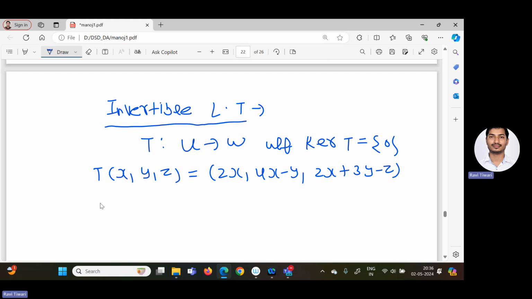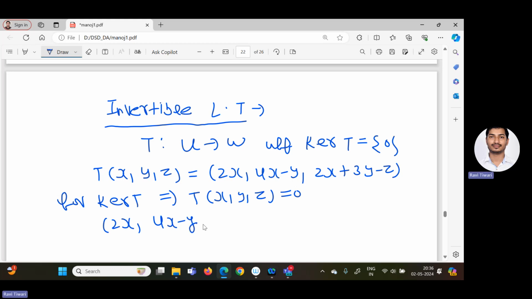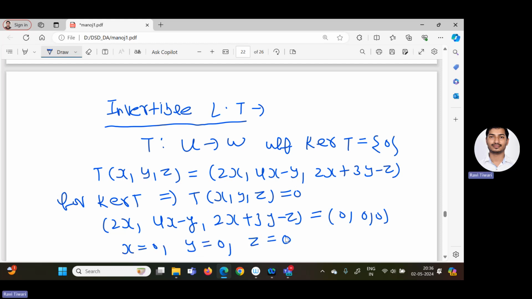As I explained, kernel T means what? For the given image you have to put 0. So for kernel T, T of x, y, z must be equal to 0. This given vector, 2x, 4x minus y, and 2x plus 3y minus z, we can equate to 0, 0, 0. The first component, 2x equal to 0, implies x equal to 0, and y is also 0, and z is also 0.